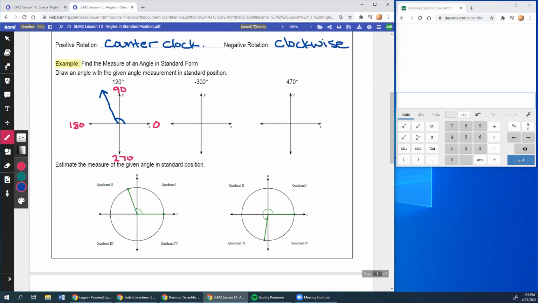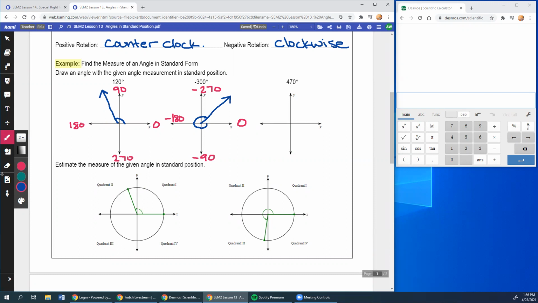Now, negative 30 degrees. I'm going to start with labeling, but this time, because it's negative, I'm going to go clockwise. So 0, negative 90, negative 180, negative 270. Now when I draw, I start at the x, or at 0, and then we go negative 90, negative 180, negative 270, and then just go a little bit past. And there we go.